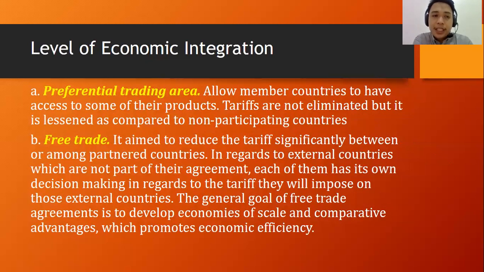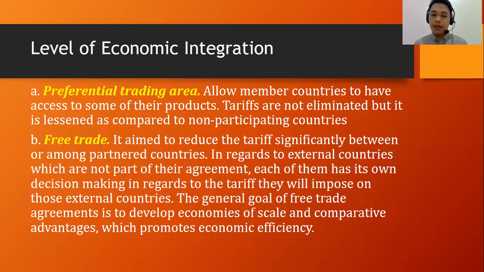So una na dyan is the preferential trading area. So in dealing with a preferential trading area, nagkakaroon po tayo ng iba't ibang mga association or agreement with other countries. So like for example, si ASEAN. Si ASEAN, bago makapasok as part of ASEAN, kailangan mong pumirma ng agreement. So papasok dyan sa economic integration. Ngayon, si preferential trading area, gagamitin si ASEAN as part of their policy as an economic integration per se. So si preferential trading area, so it allows member countries to access some of their products. So one example of that, for example, si ASEAN.